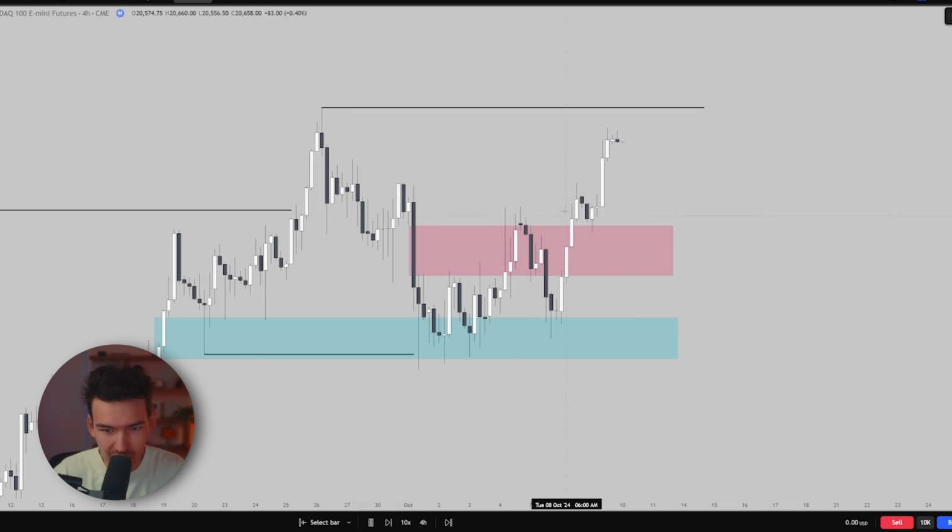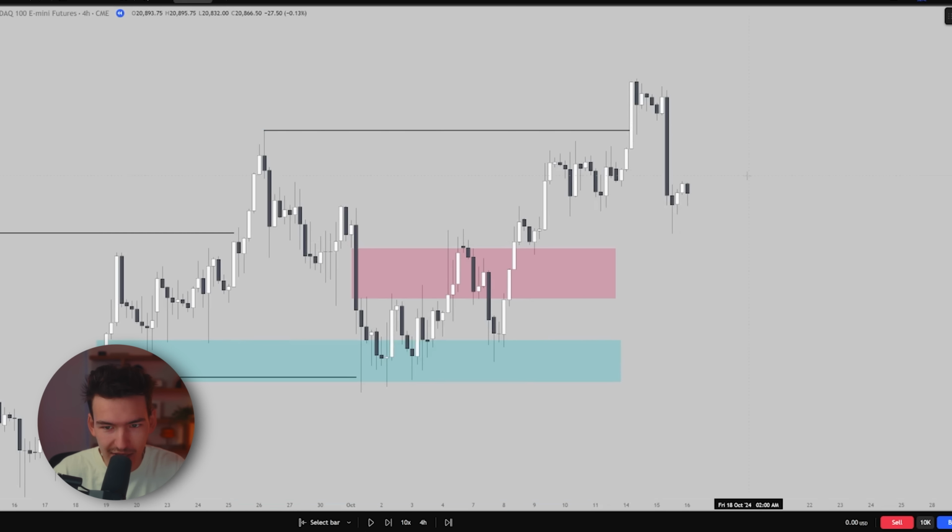So let's see what happens here, because now we've closed back above it. And there we go. We continue to run back higher. Buy side gets taken. And then what? Boom. Fall back inside the range to what? Go take sell side liquidity.